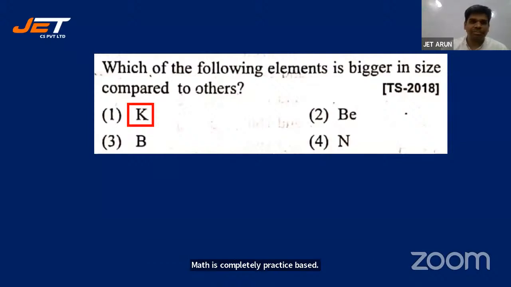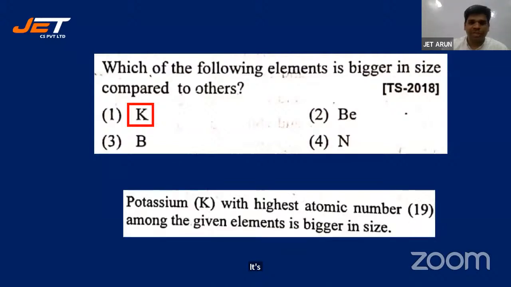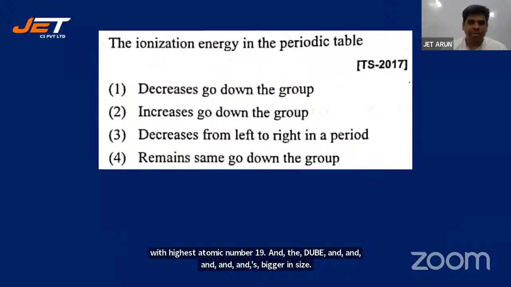All right, it's potassium. Which of the following elements is bigger in size compared to others? It's potassium. Potassium with the highest atomic number, 19, among the given elements is bigger in size. All right, let's go for the next one.